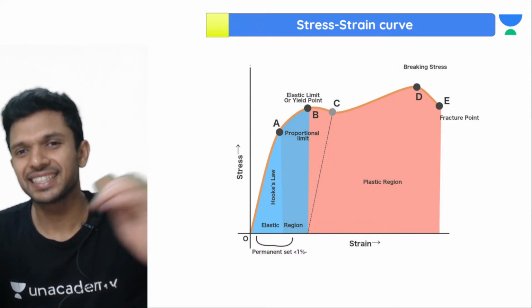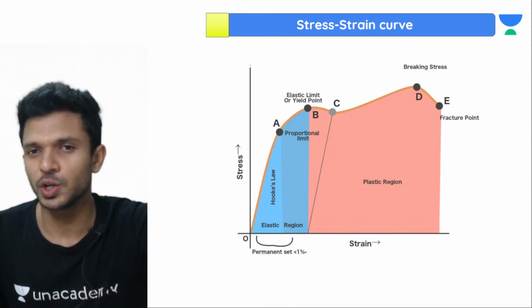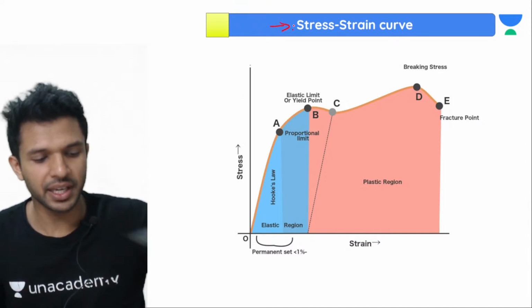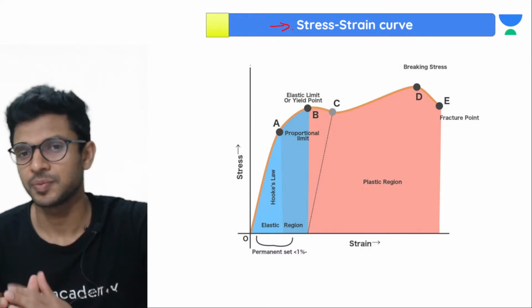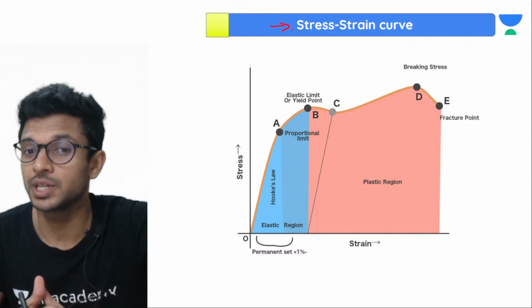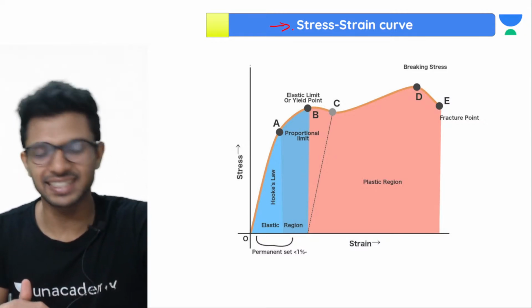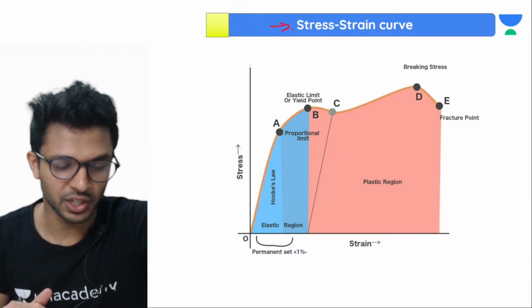So yes, let's continue from there. Now, everybody take out your notebook and write down the topic. What is the name of today's topic? The first topic is the stress strain curve. Here we are going to discuss a graph which is plotted between the stress and the strain. Shall we? Okay.